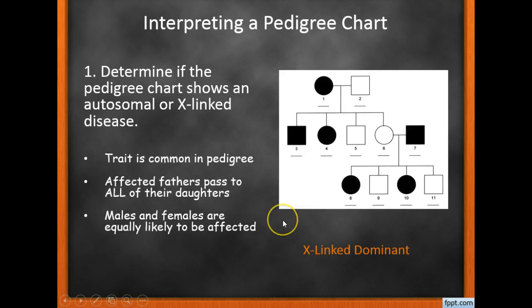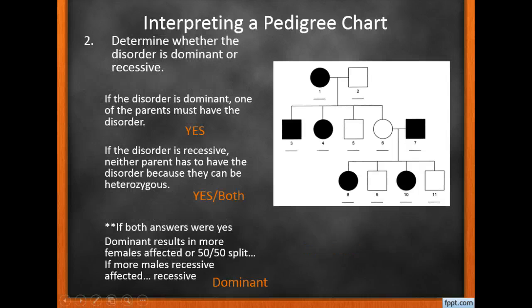Males and females are equally likely to be affected by this. This is just a small sample in a pedigree, but you can see that we have 4 females and 2 males, so they are both showing that both males and females can be affected by this trait or gene that's being passed. Alright, to determine whether the disorder is dominant or recessive, or the trait is dominant or recessive, we could take a look at these couple of statements here.